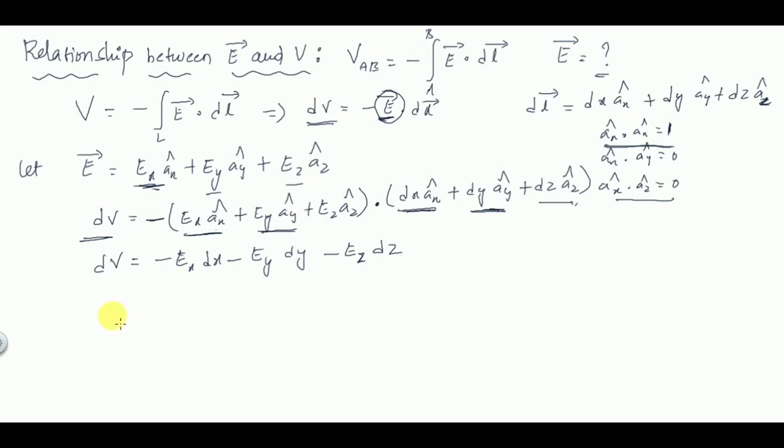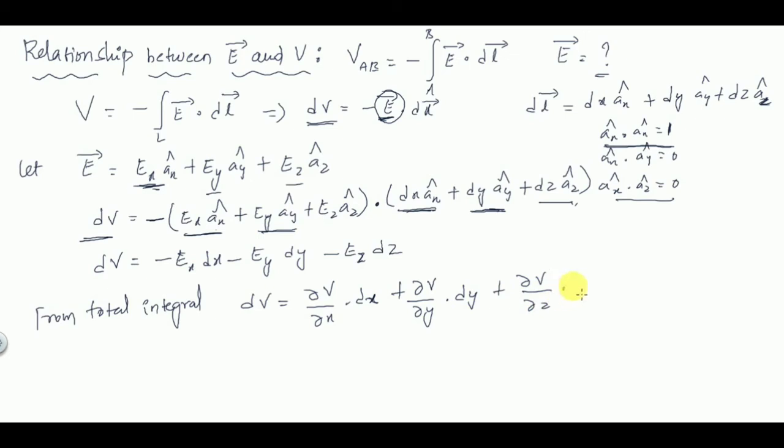Okay, so from the total integral concept, how can you write dv? dv is equal to dou v by dou x into dx, plus dou v by dou y into dy, plus dou v by dou z into dz. This is from the total integral concept. So let this be equation number 1 and let this be equation number 2.